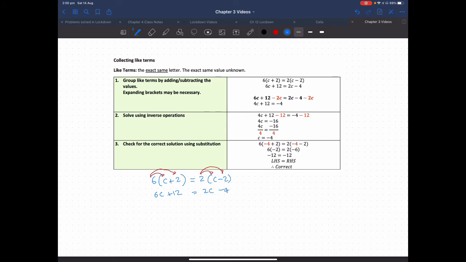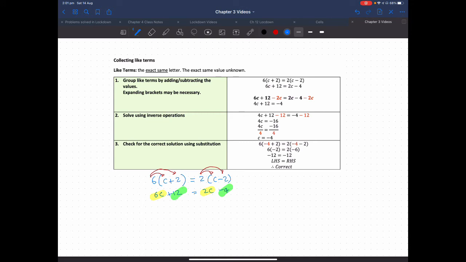Now what I want to do is get all of my like terms to one side. The first step I'm going to do is get all my c's to one side. We have 2 c terms, 6c and 2c. We additionally have 2 number terms, and by that I mean just numbers involved, no letter, 12 and negative 4. So I'm going to get my c's together first.